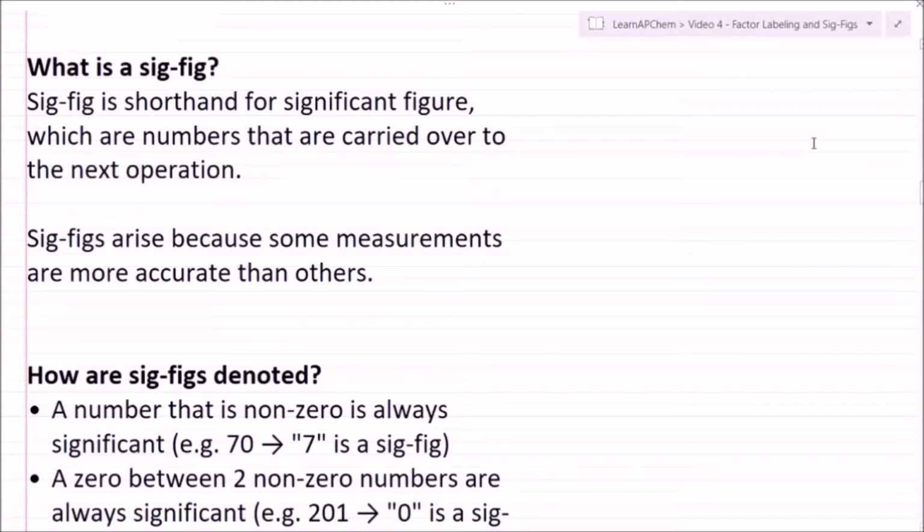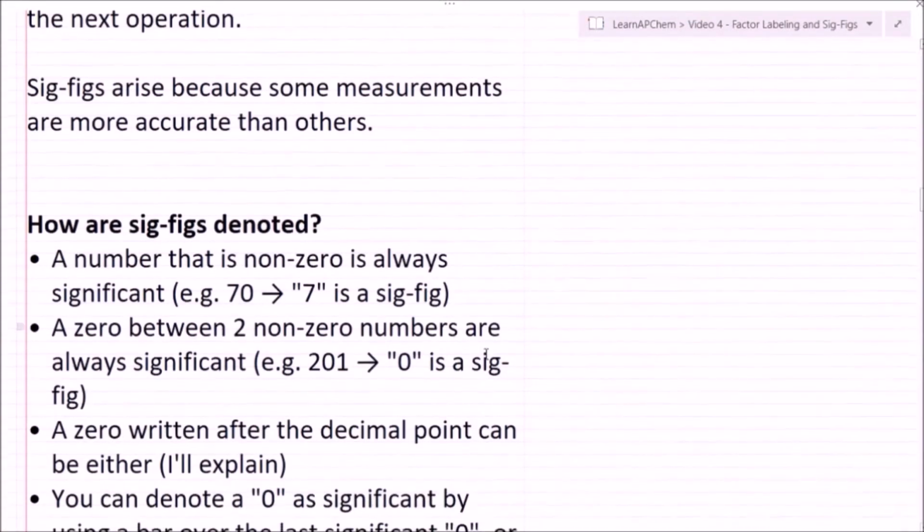Alright, let's talk about Sig Figs now. Sig Fig is shorthand for significant figure, which are numbers that are carried over to the next operation. And these arise because some measurements are more accurate than others. So if I had a very, very precise measurement, and I use that measurement to convert to something else, I'd want to keep the fact that that was very, very precise, and thus use a lot of Sig Figs.